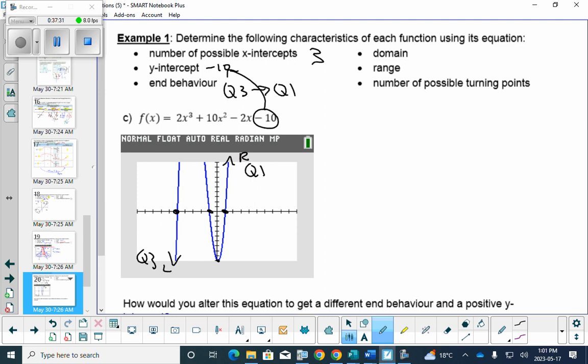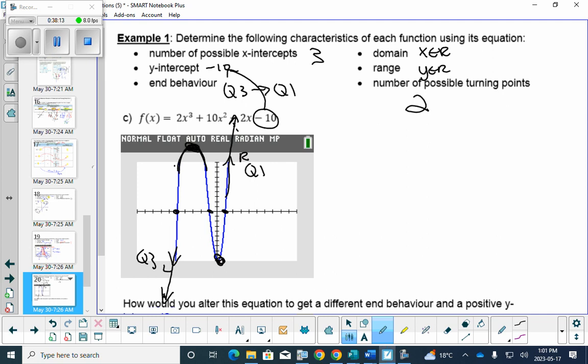Domain. Even though you can't see the top, you know it's here. But this continues this way and this continues that way. I said to you before, domain, don't even think about it. Everything in this unit is x is real. Range. Yes, this is a bottom, but it's not the bottom. There's no bottom. This is a top, but it's not the top. There is no top. So it's y is real as well. And then turning points, we've got 1 peak, we've got 1 valley, so it is 2.